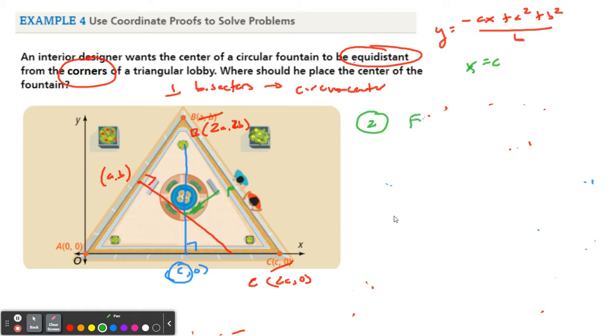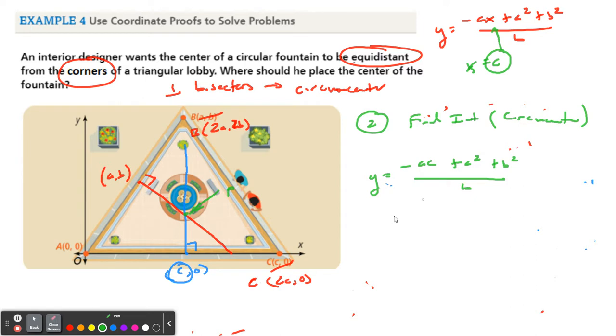Now we're going to find the intersection of these two perpendicular bisectors. So we're going to find the intersection, which is going to be our circumcenter, which will be equidistant from the 3 corners of this triangular lobby. Okay, so because this is just x equals C, where I see x, I'm going to replace it with a C, right? So this is just y equals negative AC plus A squared plus B squared all over B. And that's all it is. We're done.